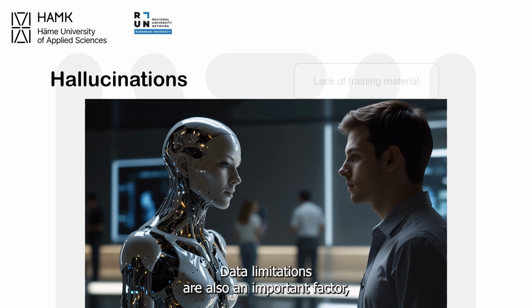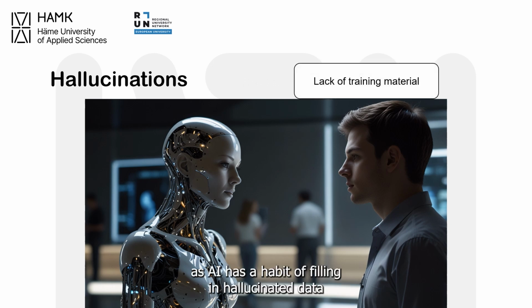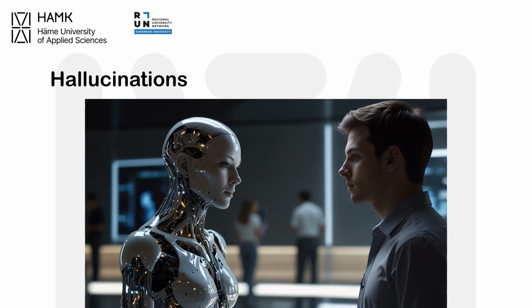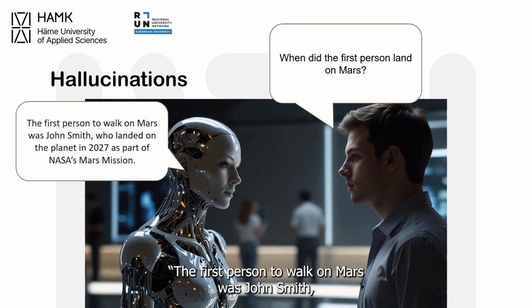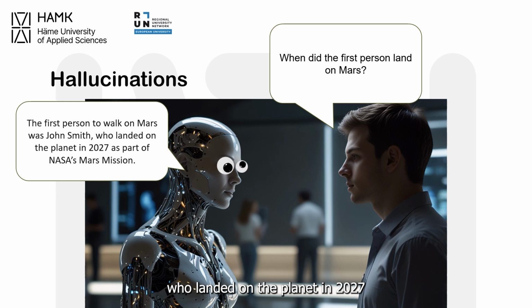Data limitations are also an important factor, as AI has a habit of filling in hallucinated data when it is lacking true data in the training material. An example of a hallucination might be asking the model, "When did the first person land on Mars?" and the model producing an answer along the lines of, "The first person to walk on Mars was John Smith, who landed on the planet in 2027 as part of NASA's Mars mission."